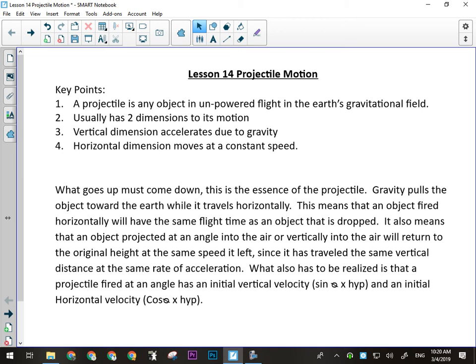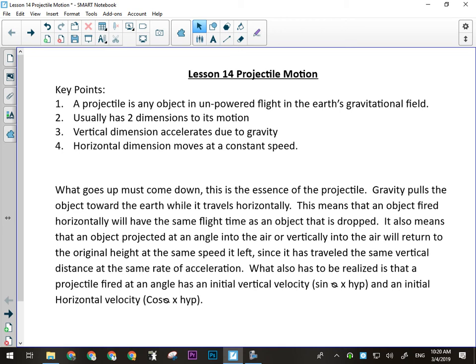So, with projectiles, a projectile is defined as any object in unpowered flight in the Earth's gravitational field. For our purposes, we're going to be doing this close to the Earth's surface where gravity is going to be 9.81. The higher up you go, the less that number becomes, and it changes things a bit. It usually has 2 dimensions to its motion, a horizontal dimension and a vertical dimension, unless you threw the object straight up in the air. Then it would only have 1 dimension. So in that way, it works a lot like the boat questions that we talked about before.